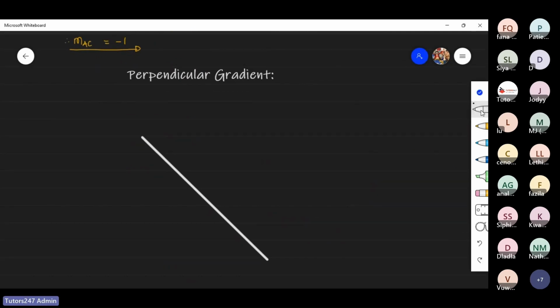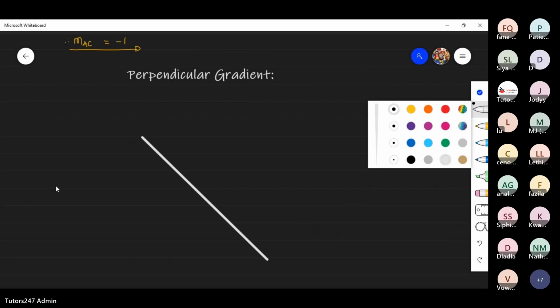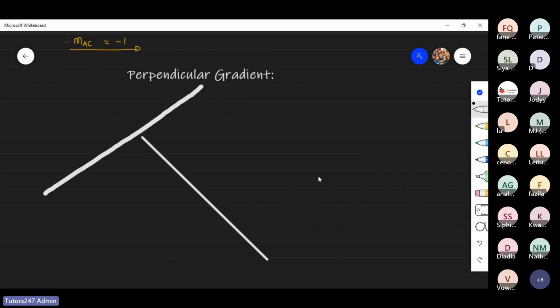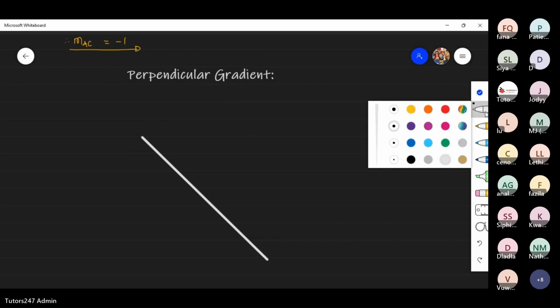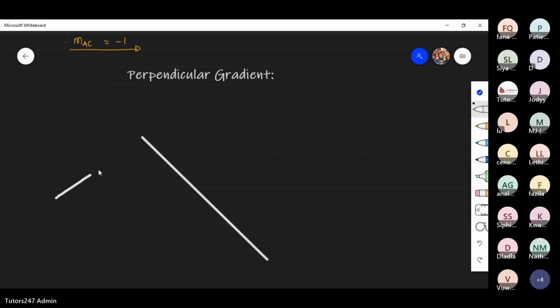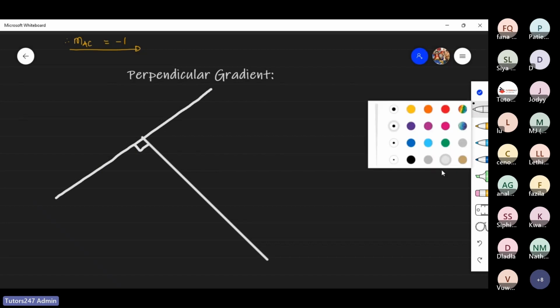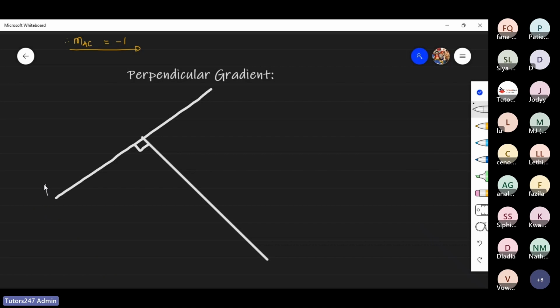So let's say we've got this line. And let's state that these two lines are perpendicular to one another. Perpendicular means that they meet at an angle of 90 degrees. So we've got AB and CD. Let's say we have the coordinates of C as 3 and 8, and the coordinates of D as 5 and 10.